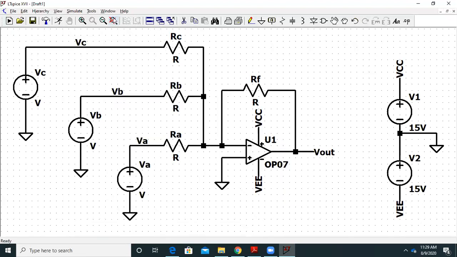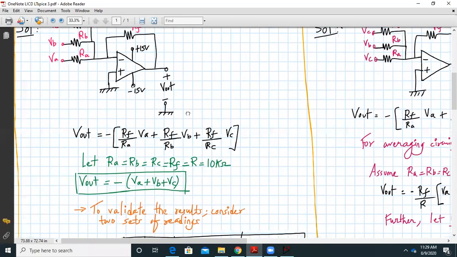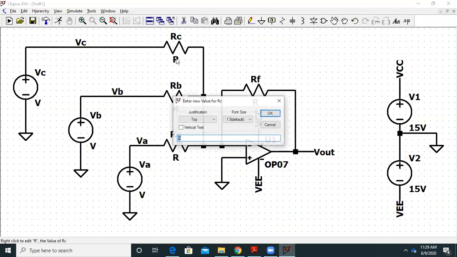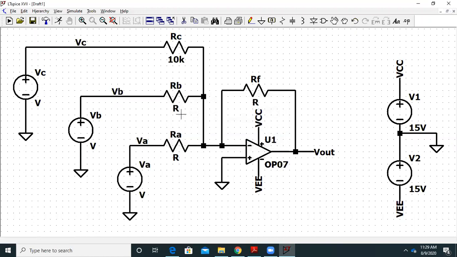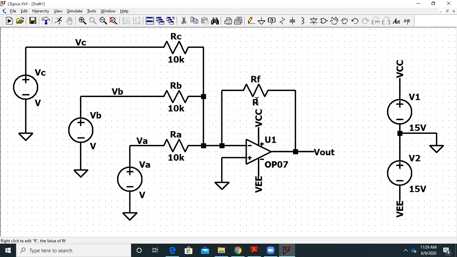Only thing is we need to define what values we have to give. So let us go back to the design. The values which we need to give are: all the resistances should be 10 kilo ohms. So let us do that. All the resistor values in the circuit will be 10 kilo ohms. So this is 10 kilo ohms, and this is also 10 kilo ohms.